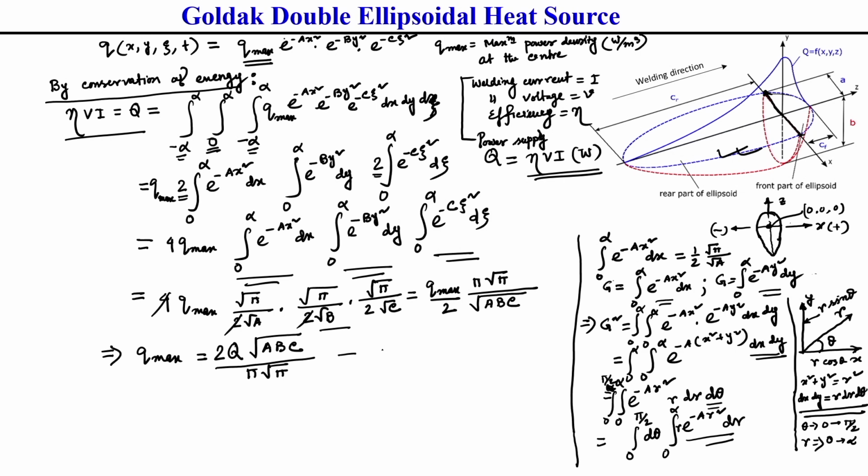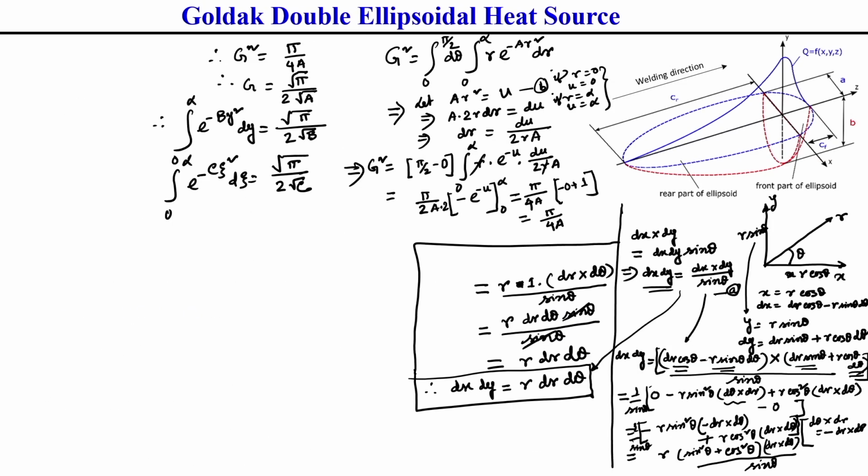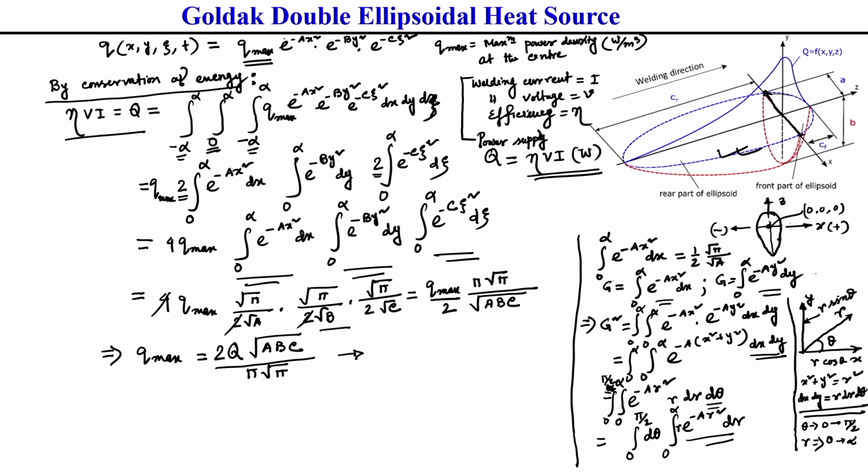Once we got the q max value, now we are going to find out the equation of the double ellipsoid for the moving coordinate heat source. For finding this moving coordinate heat source and defining these capital A, B, C, here you need to apply some boundary conditions. What are these boundary conditions, that I am now going to discuss, okay. So, to find out A, B, C, we need to put some conditions. What are those conditions, I am going to write now.